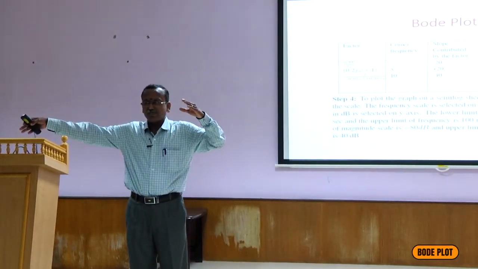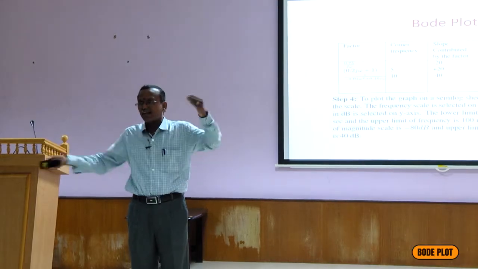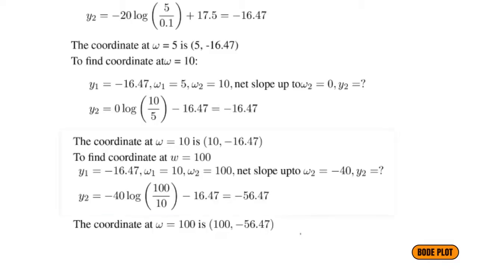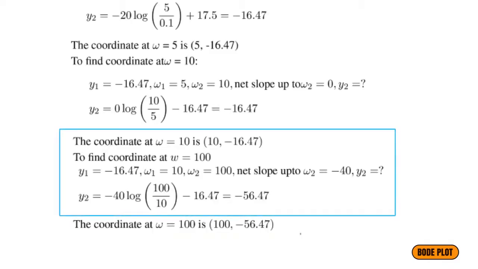Another 1 decade away we have to find. Otherwise we cannot draw the line after 100. How can we find it? This 100 is after the corner frequency of 10. That's why the slope is minus 40. To find the coordinate at omega equal to 100, y1 equals minus 16.47, omega 1 equals 10, omega 2 equals 100, net slope is minus 40. If we substitute here, we will get minus 56.47.